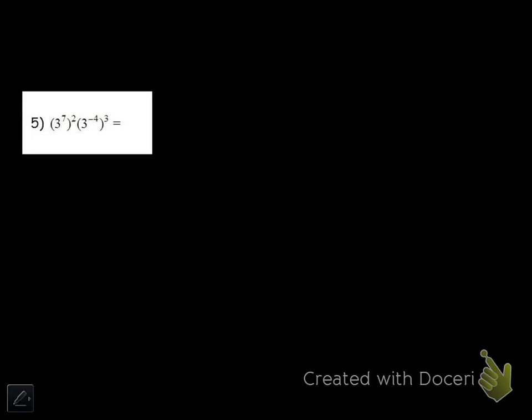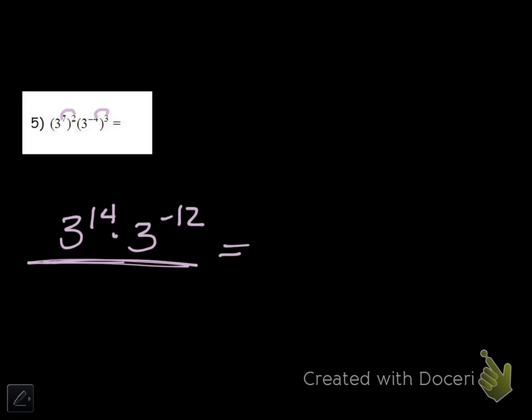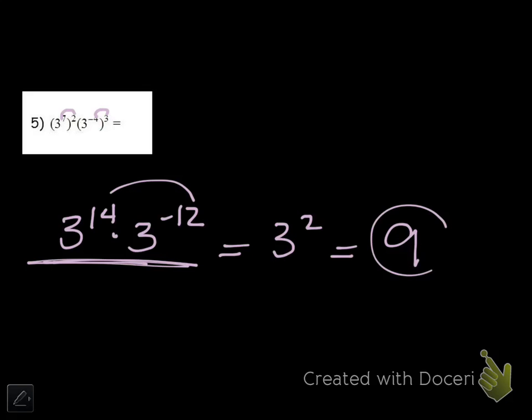So this one, we've got 7 times 2, which is 14, -4 times 3, which is -12, and then we're multiplying things with the same base, so now we add, because we're not doing power to a power, so we're not multiplying. So we're just going to get 3 squared, which is then 9.